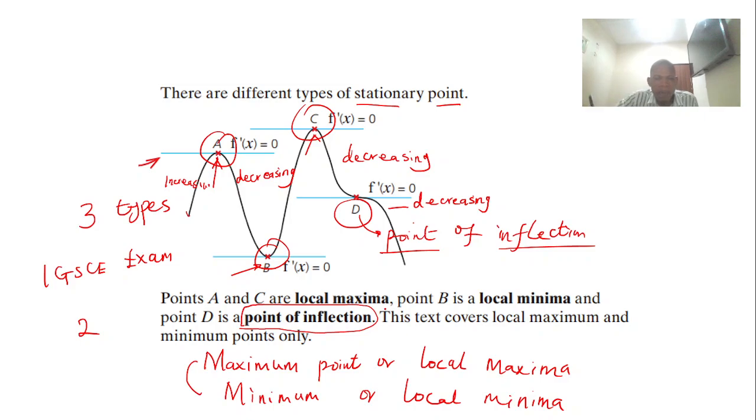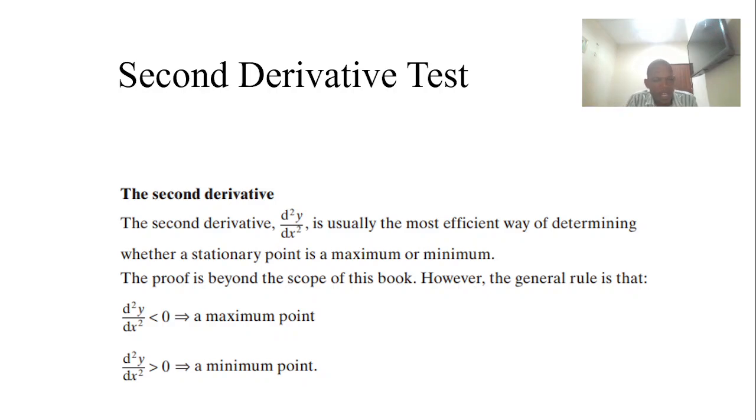All right. But for IGCSE, like I said earlier, you only need to know maximum point and minimum point. Very, very important. Now this is very important. This is called the second derivative test. Now this is a test.